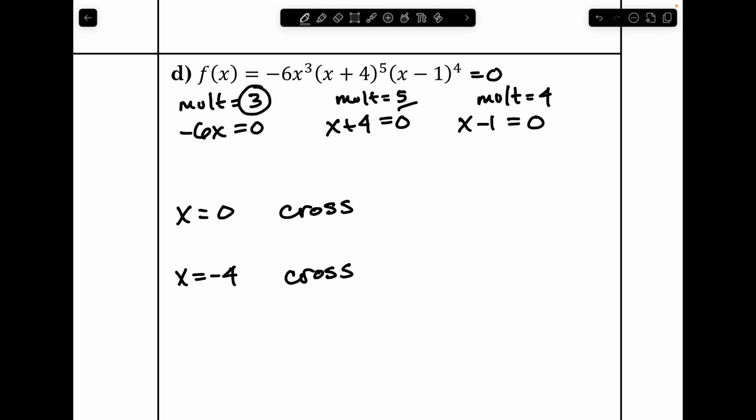And on the last one, x equals -1 means that x equals +1. And since that multiplicity, that power, is an even number, 4, that means that the graph is going to be tangent at that x-intercept. So it's going to touch 1 and then bounce off. Whether the y values are positive or negative, whether the graph is below or above, is irrelevant right now. We just want to focus on what's happening at that location, okay?